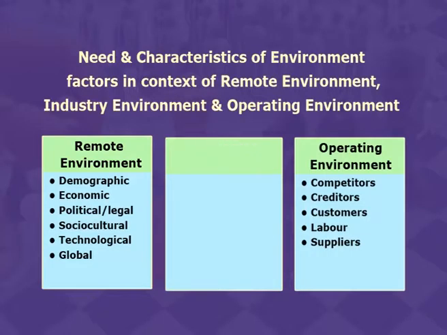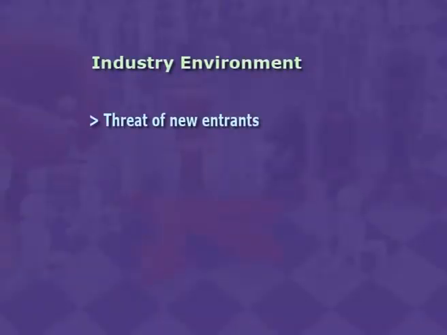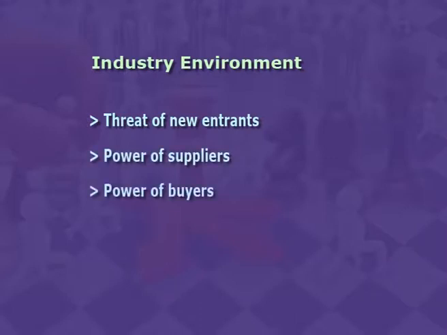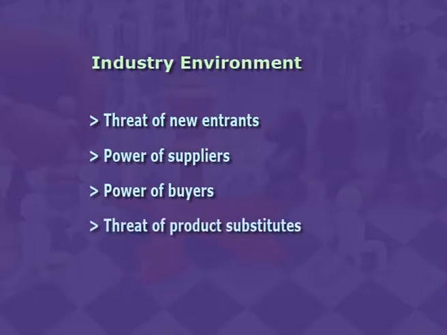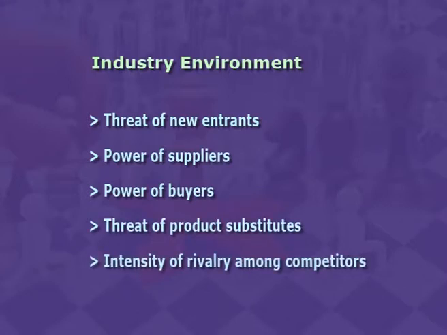Now, we discuss our second point, industry environment. Industry environment shows the set of factors which are directly influencing the firm and its competitive actions and competitive responses. First, threat of new entrants. Second, power of suppliers. Third, power of buyers. Fourth, threat of product substitutes. Fifth, intensity of rivalry among competitors.